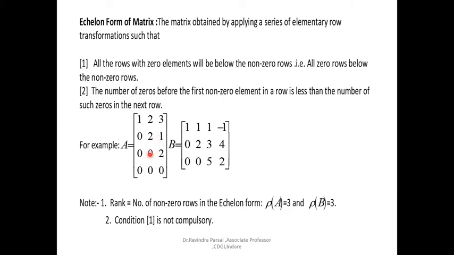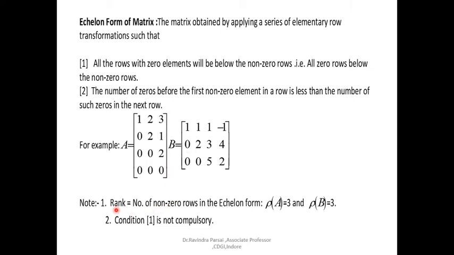For example, take a rectangular matrix: 1 2 3, 0 2 1, 0 0 2, 0 0 0. You are seeing that the zero rows are only at the end, while the non-zero rows are available before this. Suppose the third row has 2 zeros, and after that you have non-zero elements. So the number of zeros here is greater than in the row above. So this is one of the echelon forms, you can say. This is also an echelon form.